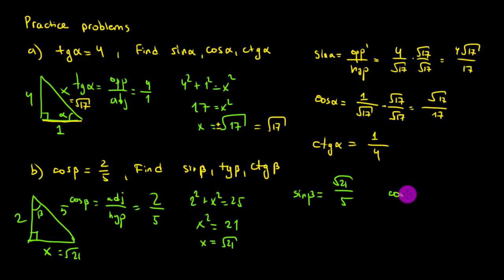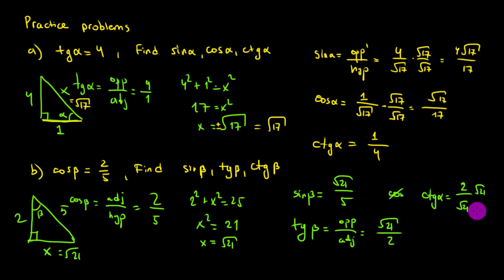Cosine beta, you know it. Tangent beta is opposite over adjacent, so opposite is square root 21, and the adjacent is 2. And the cotangent will be adjacent 2 over square root 21. Now you have to rationalize it, which will be 2 times square root 21 over just 21. So this is your answer.